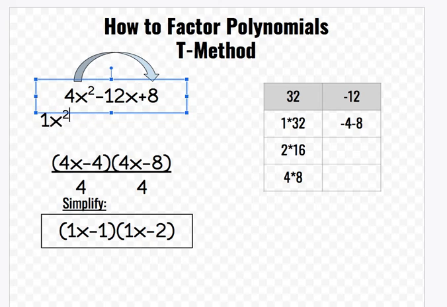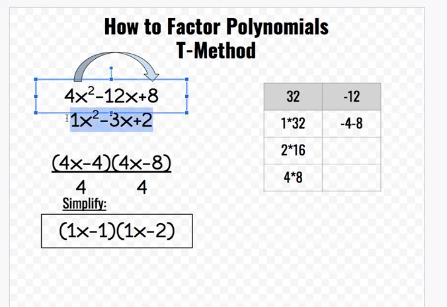Had you taken a 4 out at the very beginning, you would have gotten a 1x squared minus 3x plus 2 problem. And that would have made your math so much easier, and that would have made your problem much easier at the very beginning, had you done that. But again, you did not have to do that in order to get your answer, because at the end, we got the exact same answer.